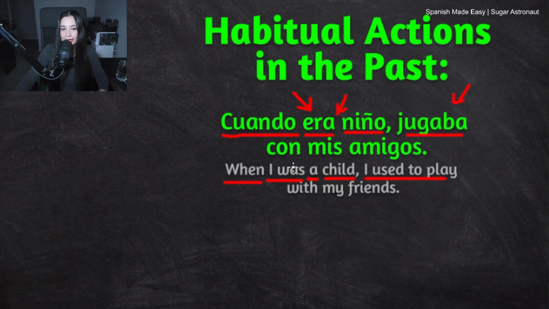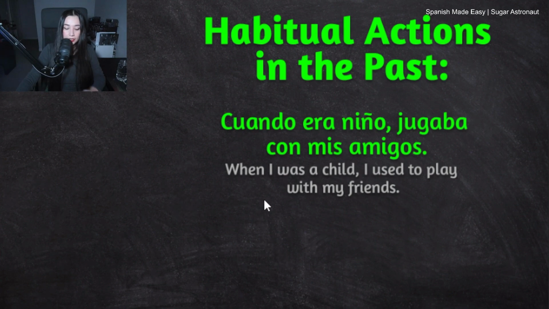Jugaba, I used to play with my amigos. Amigos means friends. Mis is used because amigos is plural, so that's why you need an S. Mis amigos, my friends. Cuando era niño, jugaba con mis amigos. When I was a child, I used to play with my friends. Now, let's look at another example using el imperfecto.